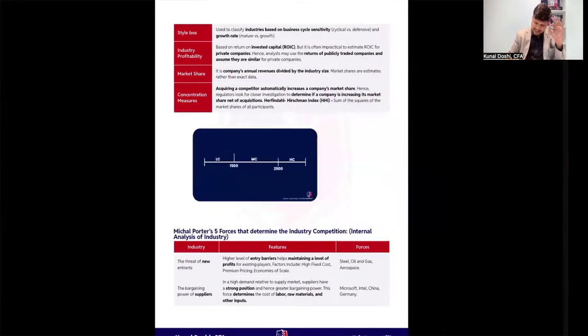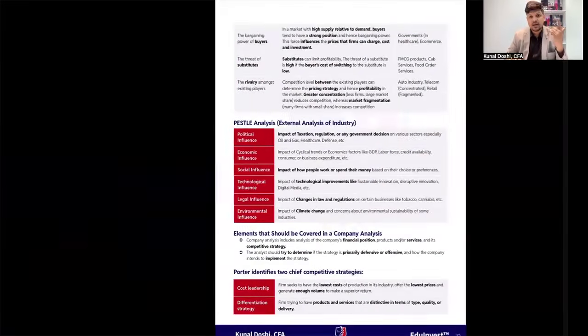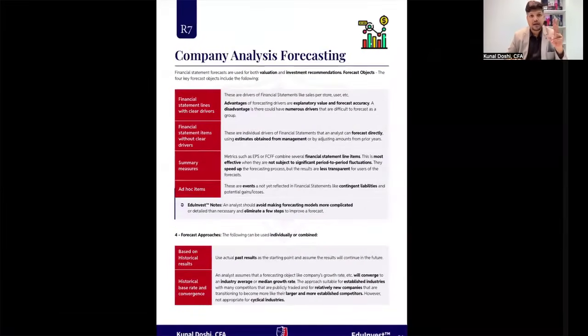Now, reading number 6 as such doesn't have calculation, but we all know the concentration ratio we did in economics, right? Below 1500 is low concentration, moderate between 1500 to 2500, and above 2500 high concentration. Everyone knows that? Clear? Right?